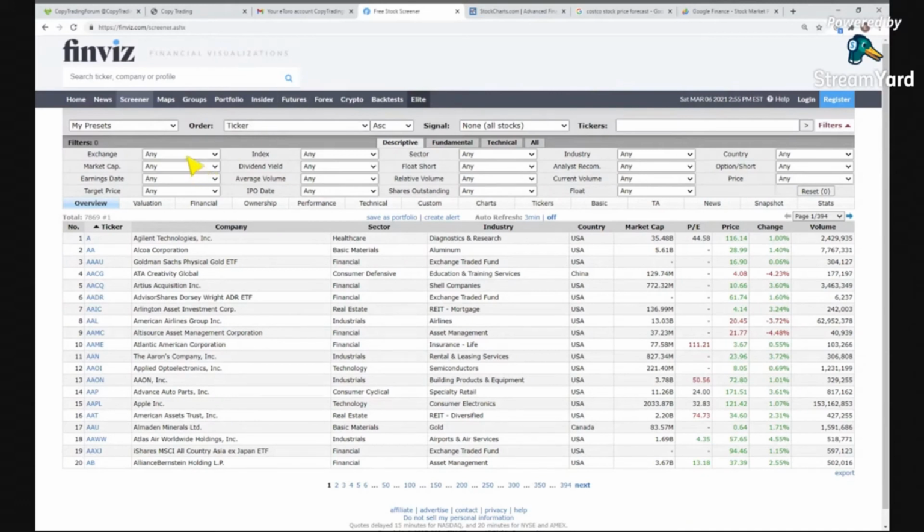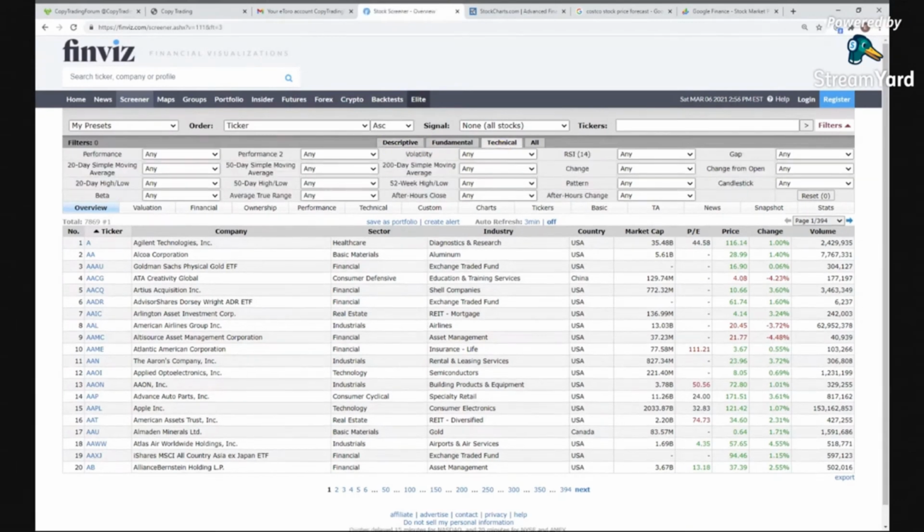So to start off, you can select the exchange, but today I'm going to go with any exchange. I usually just trade stocks on the NASDAQ, which is my favorite, but today I'm just going to press any, and then I'm going to click on the technicals part, okay? So that's the descriptive part. I don't even change anything in there. I go to the technical tab and I click on it. And then you see over here RSI, okay? And I'm going to explain that later on.